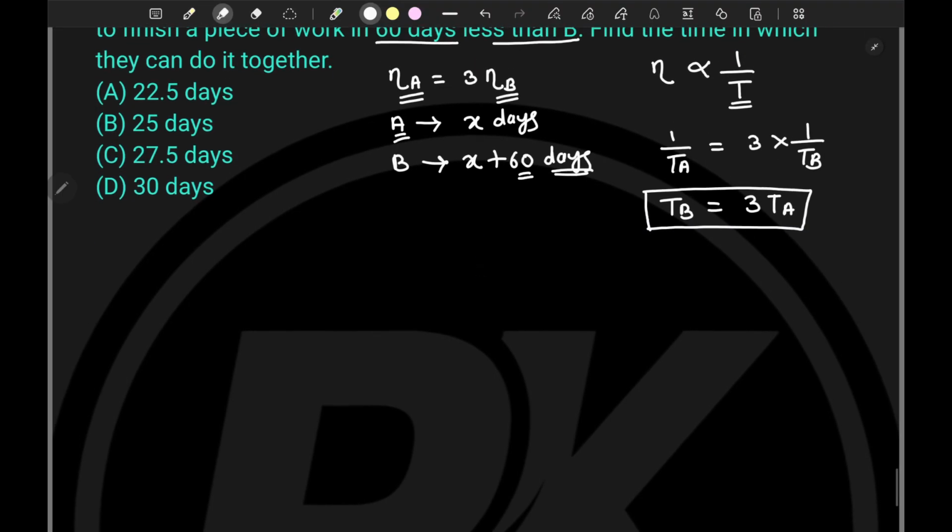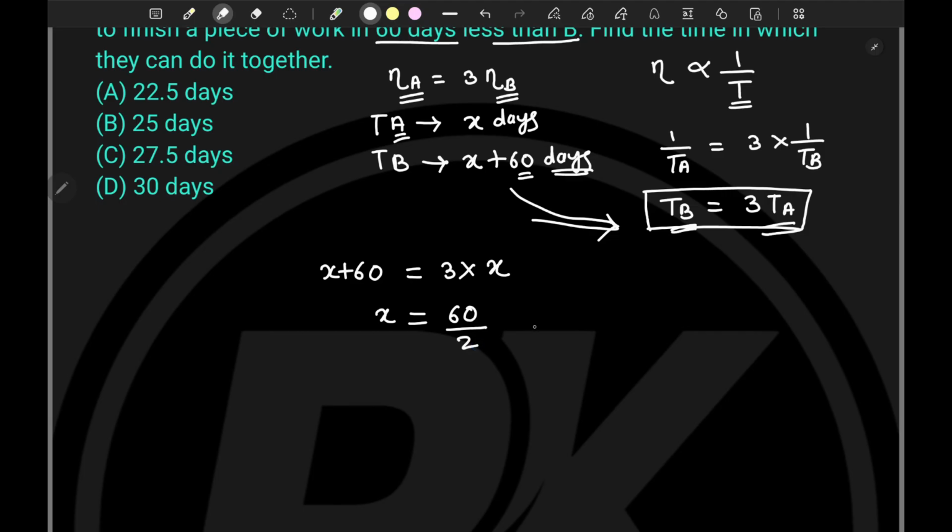We have two equations. A is taking X days to complete a work, B is taking X plus 60 days, and we know TB is equal to 3 times TA. Now just put these values in this equation. TB is X plus 60, which will be equal to 3 into TA, and TA is X, right? So this X will go there, 3x minus X, which will be 2x. That means 60 divided by 2, and hence X will be equal to 30 days.